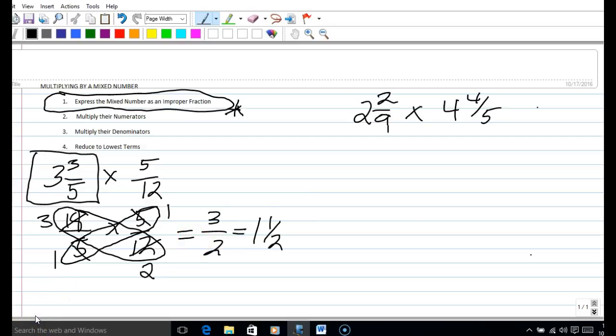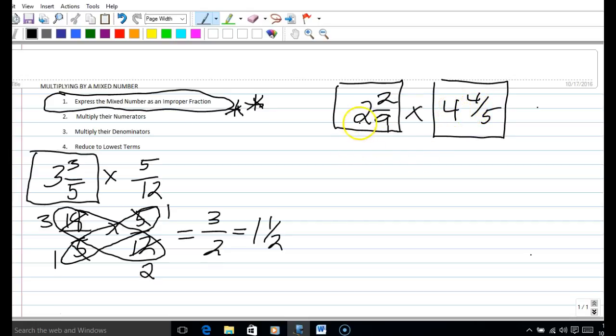Here I'm multiplying 2 and 2/9, which is a mixed number, times 4 and 4/5. And again, anytime I'm multiplying, look at the first step. You have to express those mixed numbers as improper fractions. Now, it would be incorrect to multiply the two whole parts and then multiply the two fractional parts and add them together. That would not give you the correct answer.